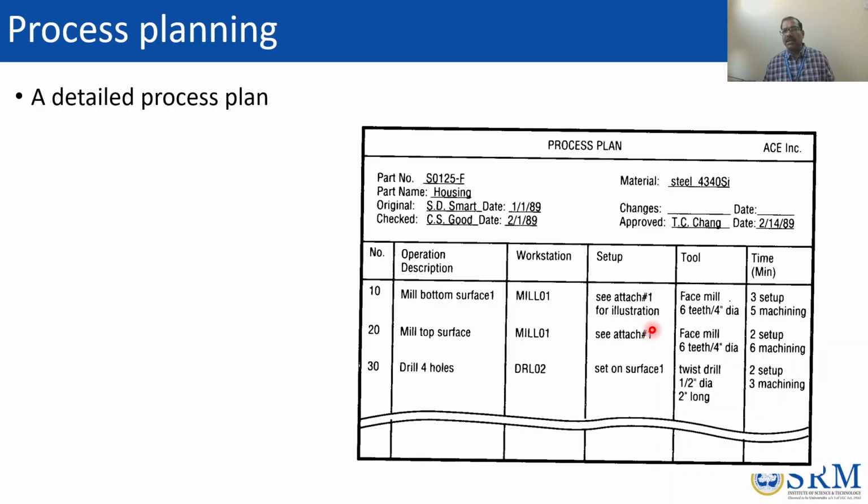If we are holding our component machine-wise, we need to tighten the screws and all, and it takes time. So in that case people go with fixtures, which are a kind of template that holds the workpiece, and we can easily mount it on the table and then do the machining process. So those kinds of information will also be there in a separate document. They refer to attachment number one, attachment number two, and which tool, how much time needed. This is the detailed process plan.